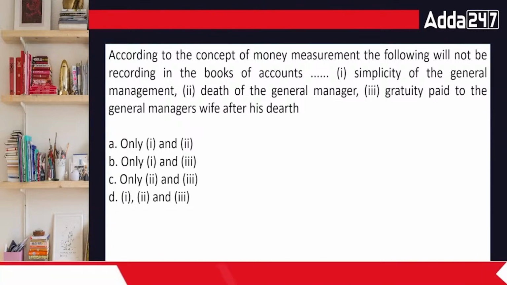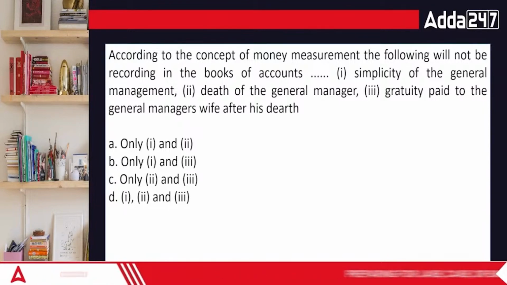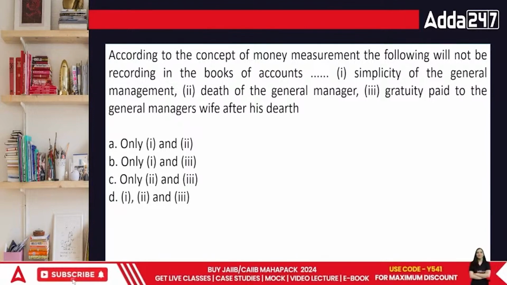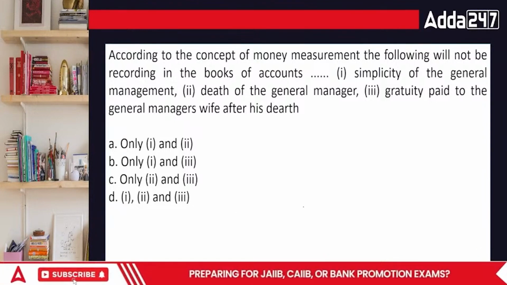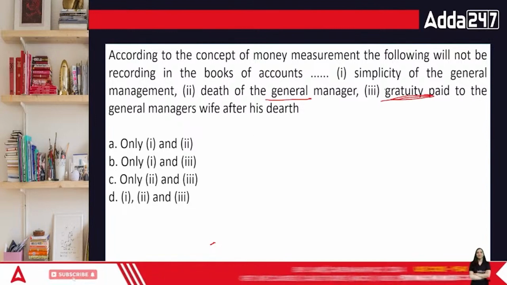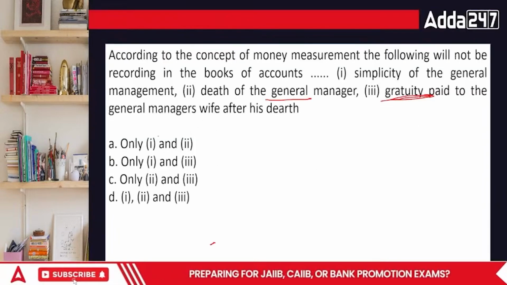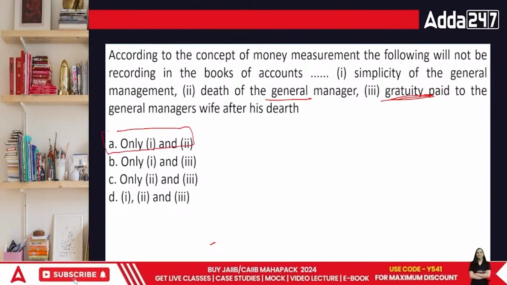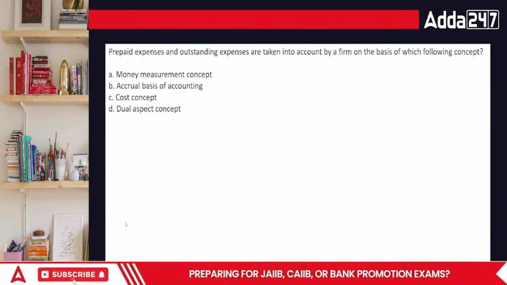So in this case, the correct answer is, see, you have to look at which part explains the money and which part doesn't. First part is not something which is explaining the money. Simplicity is not showing any worth. Death of a manager is also not showing any worth. What shows the worth is the gratuity. है ना? So the answer is A. 1 and 2 are not applicable. Acha, next question. This question is related to the area of prepaid expenses.